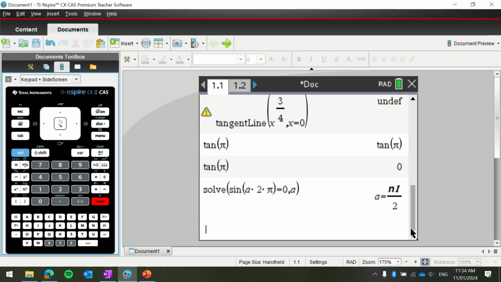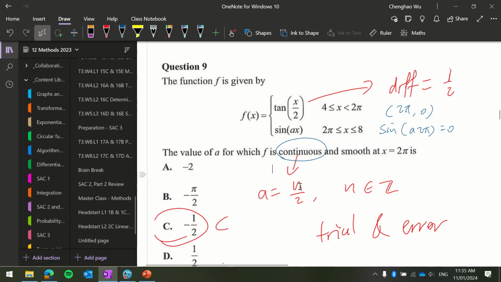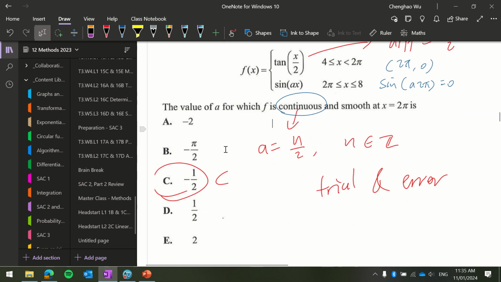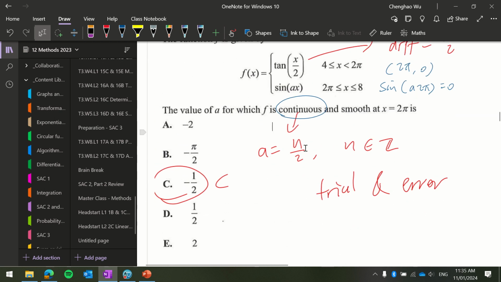And here we go. A is n over 2, a integer over 2. N1 is just calculator saying integer over 2. So that's what I've written here. But then I quickly realized all the options are in this format, except for B. B is definitely not true. But A, C, D, E are all okay in terms of the hybrid function being continuous.